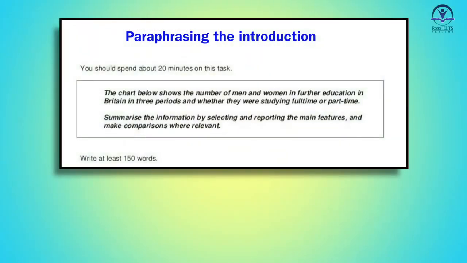So here the question statement says that the chart below shows the number of men and women in further education in Britain in 3 periods and whether they were studying full-time or part-time. As you can see, I have underlined some words, and for these words, I have come up with some synonyms, actually direct synonyms. For example, instead of the word chart, I say graph.